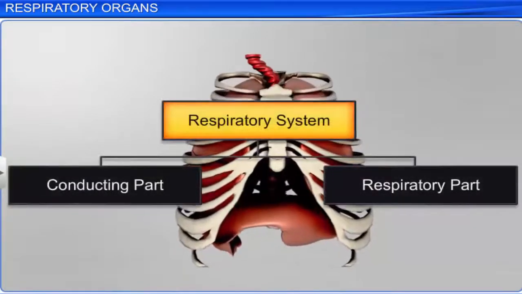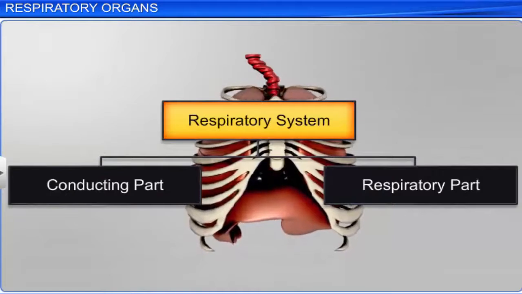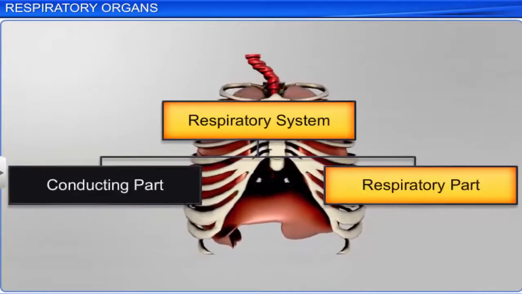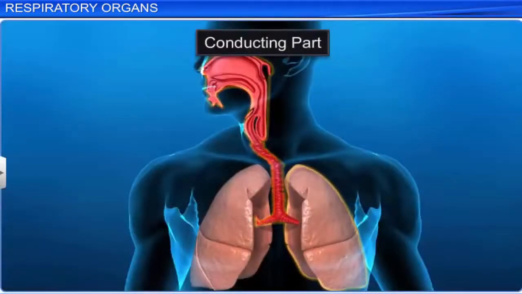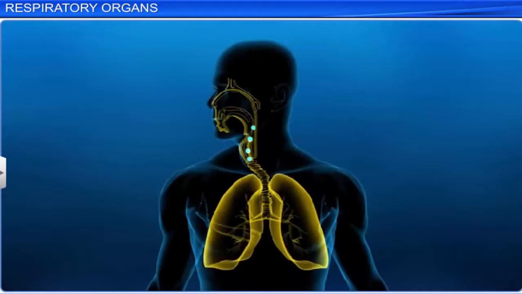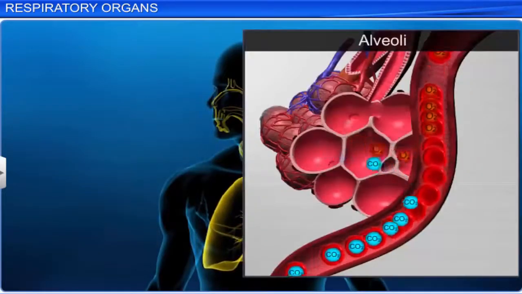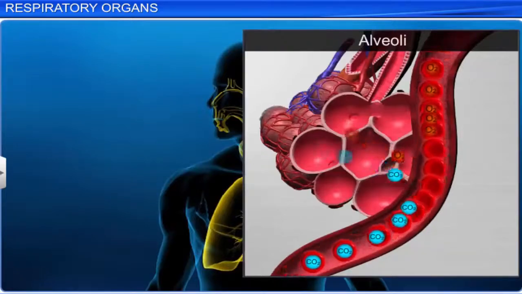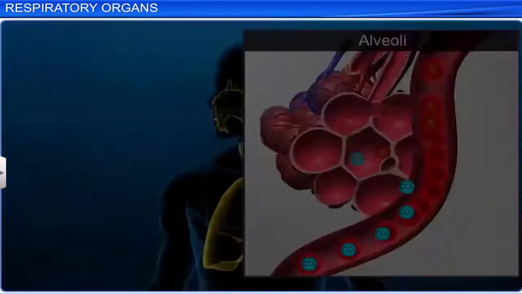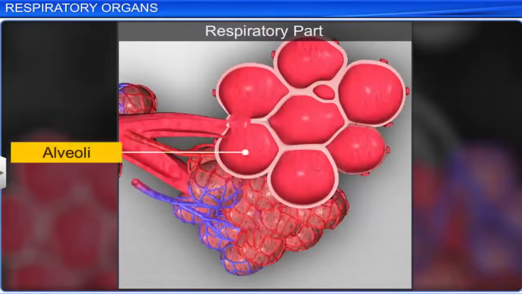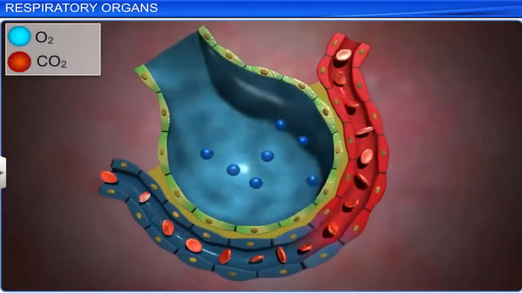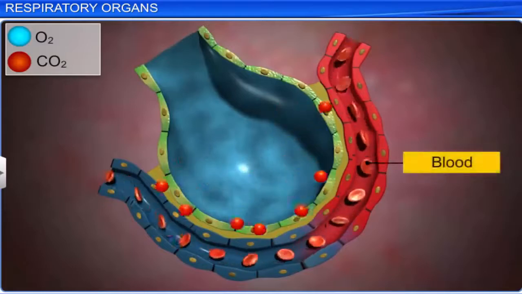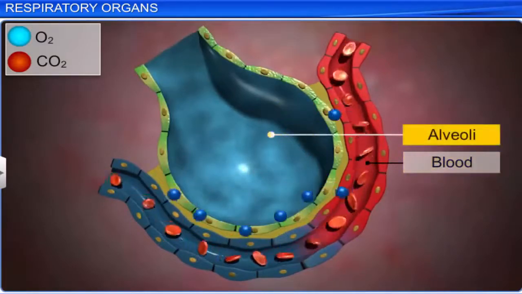Based on function, the respiratory system is divided into two parts, the conducting part and the respiratory part. The conducting part spreads from the external nostrils to the terminal bronchioles. It transports atmospheric air to the alveoli, clears it of foreign particles, and humidifies the air. The respiratory part contains the alveoli and the alveolar ducts. The actual diffusion of oxygen and carbon dioxide between blood and atmospheric air takes place in the alveoli of the respiratory part.